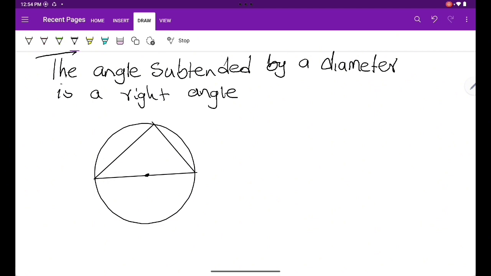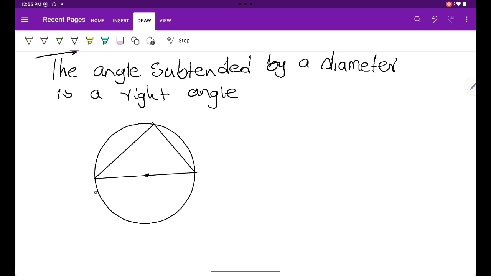Today I want us to look at the theorem: the angle subtended by a diameter is a right angle. The angle subtended by a diameter is a right angle. Right, we're going to prove this theorem.